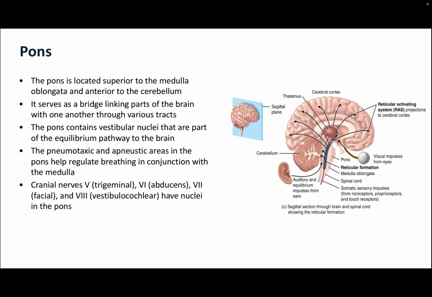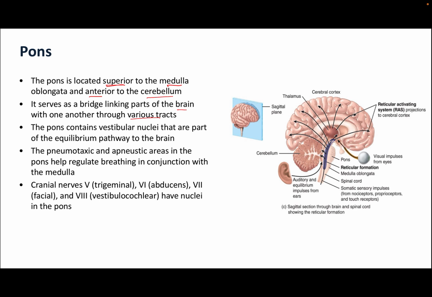So then moving on to the pons. This is going to be located superior to our medulla oblongata and is going to be anterior to the cerebellum. This is going to be a really important link that we're going to have between the different parts of the brain. And this is going to be containing various tracts. This is how we're having this linkage taking place.